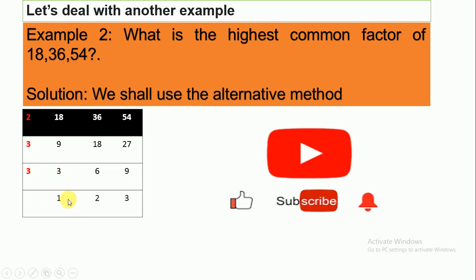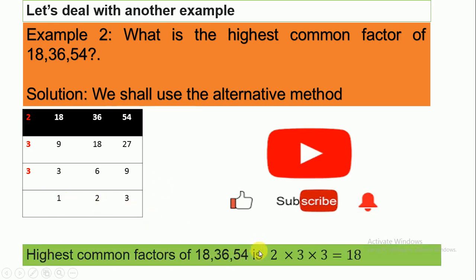Is there any other prime number that goes in 1, 2, 3? No. So in that case, the HCF will be the multiplication of all these prime numbers, which is 2 times 3 times 3. 2 times 3 is 6, 6 times 3 is 18. So the highest common factor of 18, 36, and 54 is 18.